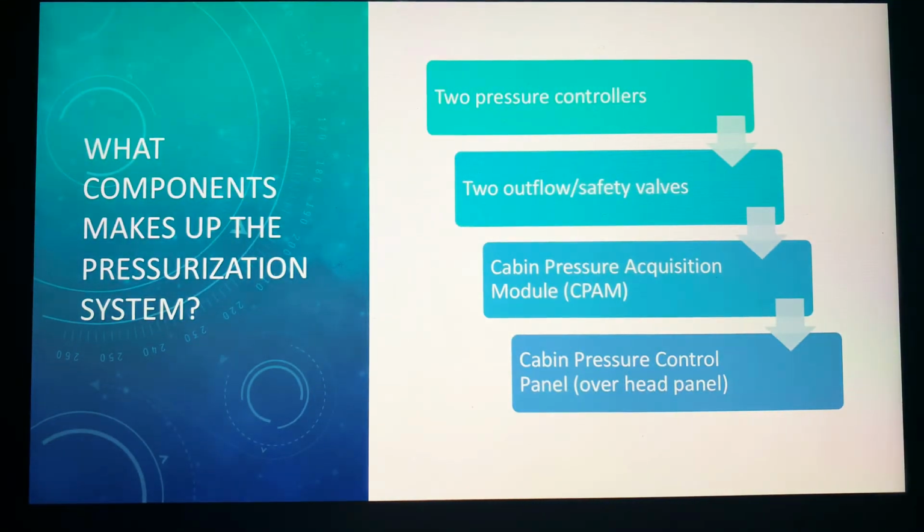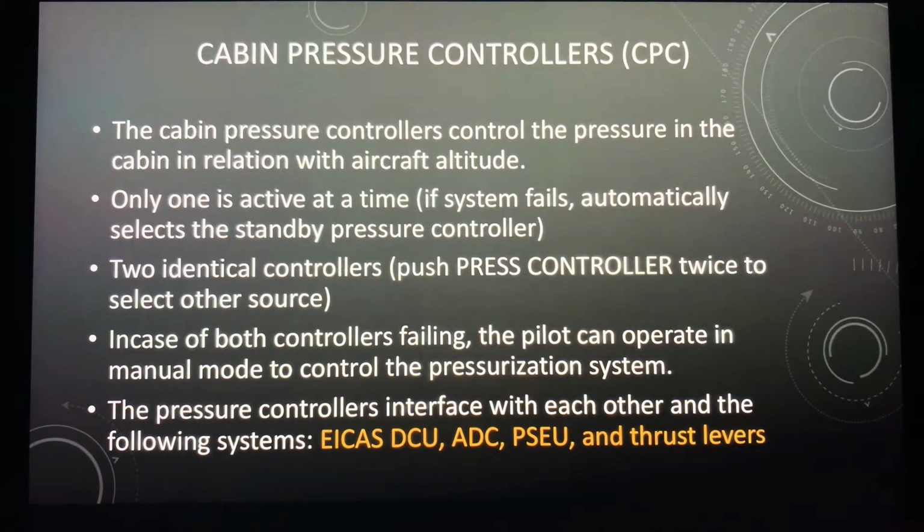So what components make up the pressurization system? In these next few slides, we're going to discuss the major components, and they are as follows: the two pressure controllers that we discussed, two outflow safety valves, a cabin pressure acquisition module, and a cabin pressure control panel, which is located on the overhead panel in the flight deck. So let's begin with the cabin pressure controllers.